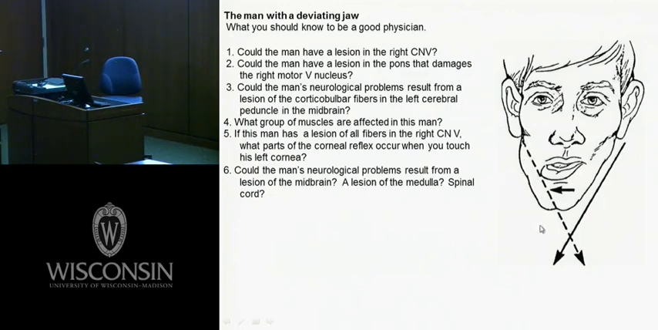So now where would the mandibular branch exit the skull? Well, it would be foramen ovale. Where would the maxillary branch, sensory branch of cranial nerve 5, exit the skull? Foramen rotundum. Where would the ophthalmic branch of cranial nerve 5 exit the skull? Superior orbital fissure. So now we're done with the man with a deviating jaw, and everybody so far has 100.